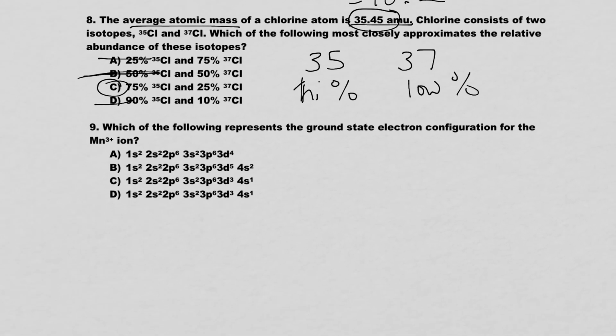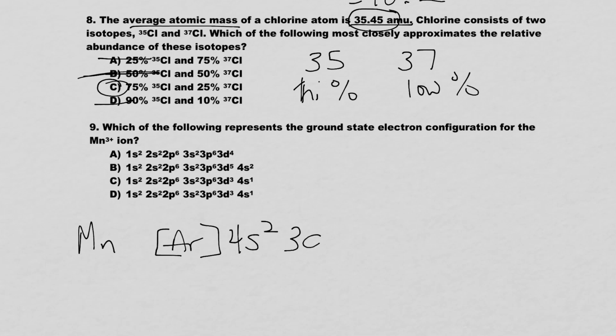Looking at 9, we're going to switch to some electron configuration. Which of the following represents the ground state electron configuration for the Mn3+ ion? If needed, you might want to consider writing out the manganese atom's electron configuration. I'm just going to write the noble gas. This is for the atom that's not an ion. The noble gas that comes before manganese is argon, and then starting after argon, it would be 4s2 and then 3d5.